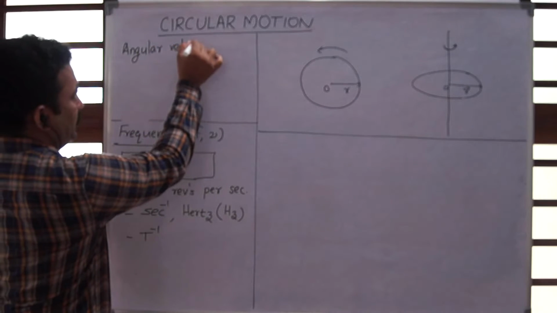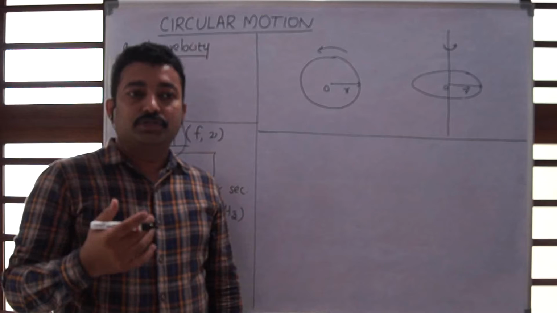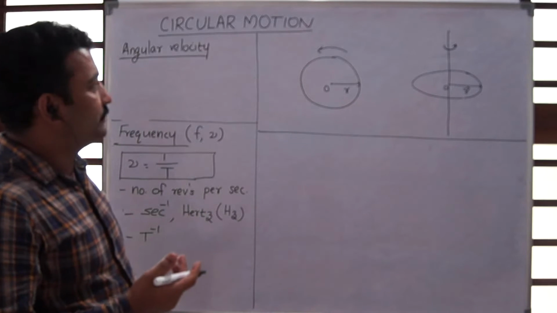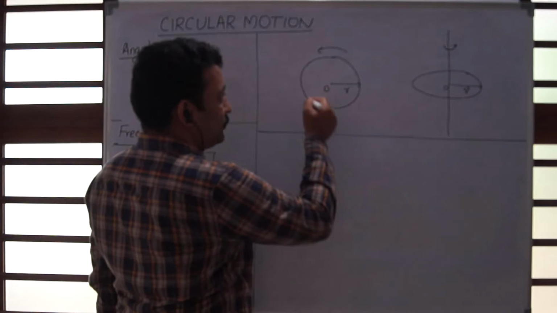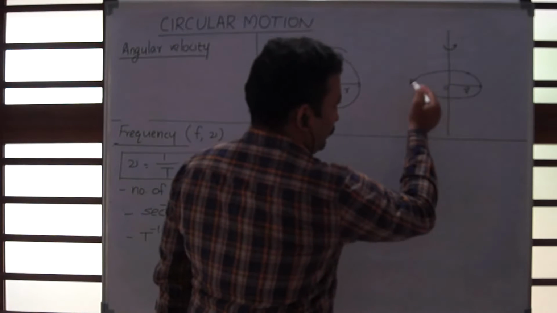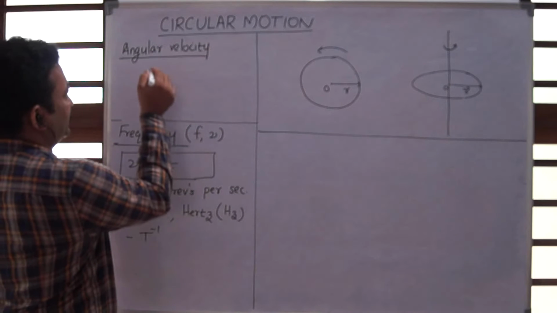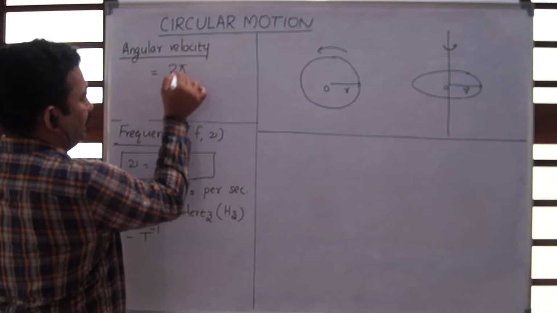What is velocity of a particle? Velocity of motion is defined as displacement divided by time taken. Displacement divided by time taken. So suppose the particle completes one full circle. What is the total angle covered by the particle? The total angle covered by the particle is 2 pi.